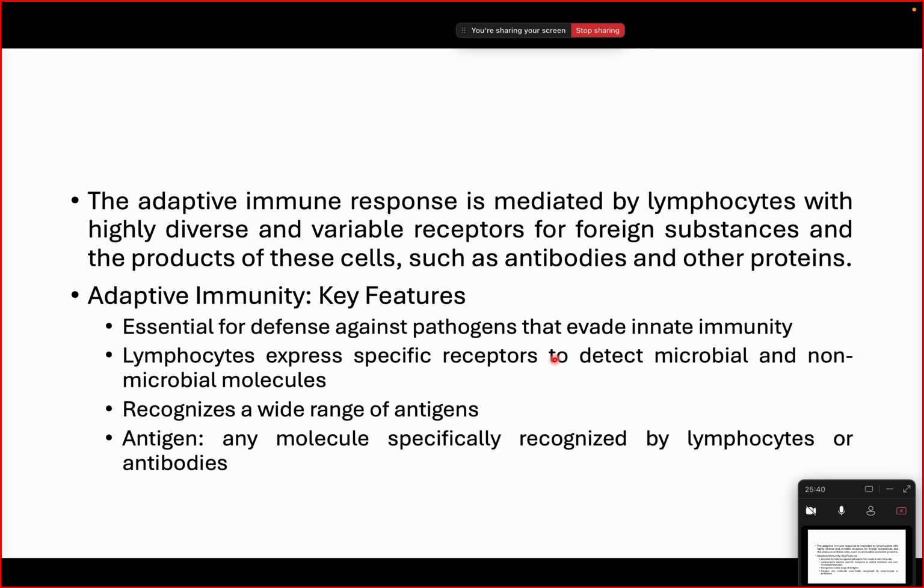Lymphocytes express specific receptors to detect microbial and non-microbial molecules. It recognizes a wide range of antigens. What is an antigen? An antigen is any molecule. It can be a protein, a lipid, or a carbohydrate, which can be specifically recognized by the lymphocytes or antibodies. Generally, they are peptides if they are being recognized by adaptive immunity. Most likely, it will be a peptide only.